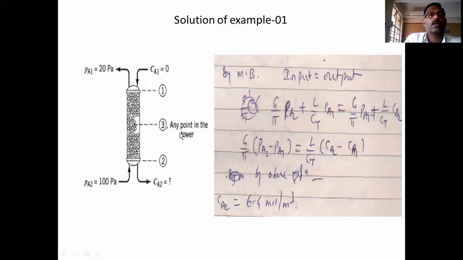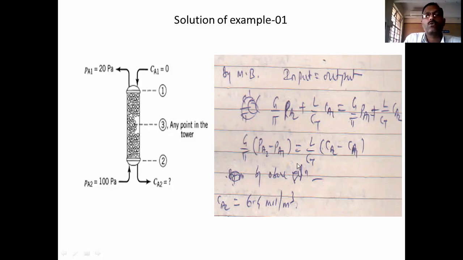Suppose at any point in the tower, we take the average, that is the PA is the 60. In a similar way, at the top or bottom section, we take the material balance. The same equation we use here. Suppose at the top, PA1, we know, is 20. Now PA3, we calculate, take the average, that is the 60. So at 60, what is the CA?